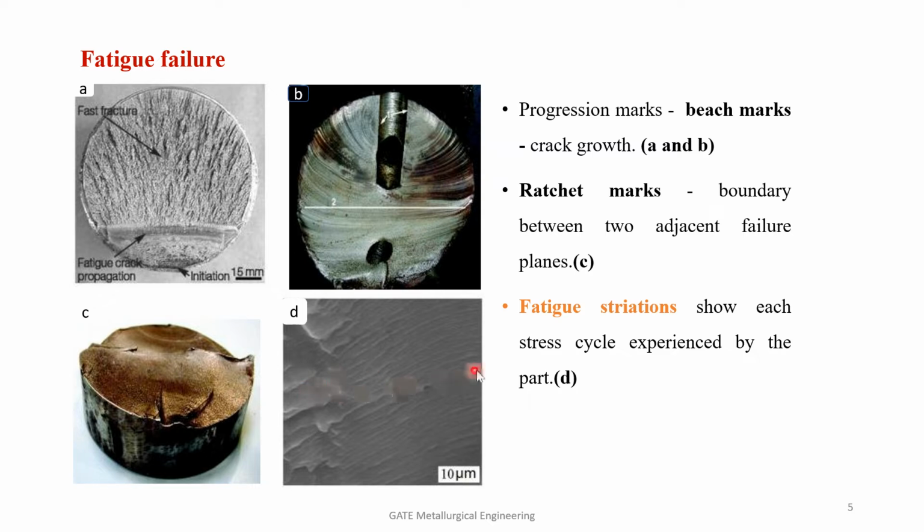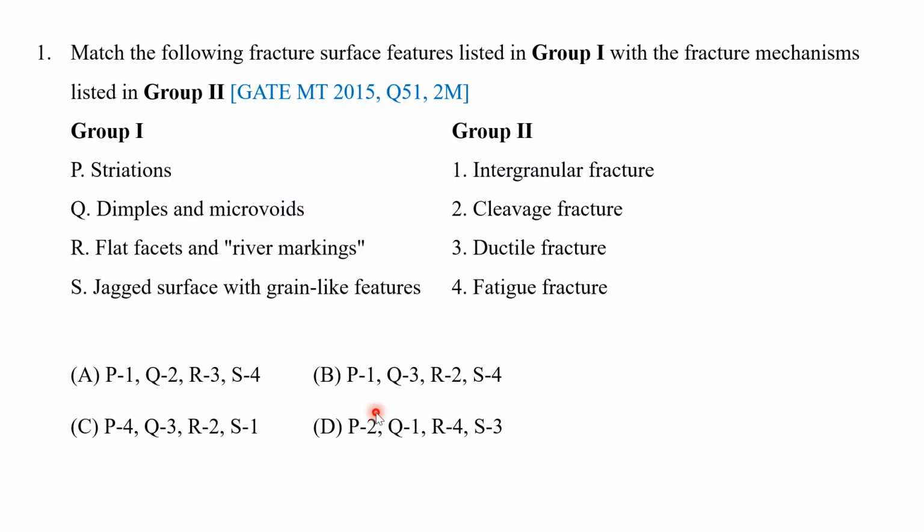And if we see, this will have multiple fatigue striations, and each striation represents a stress cycle that was experienced by the part. So that is what happens in fatigue failure. Now that we have seen all those, we can start matching. Striations, as we just discussed, come with fatigue failure.